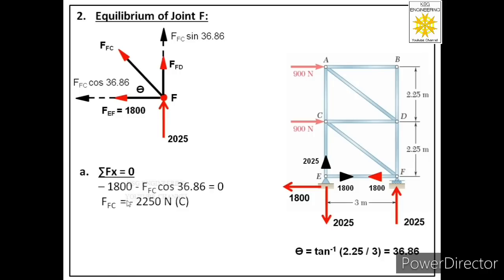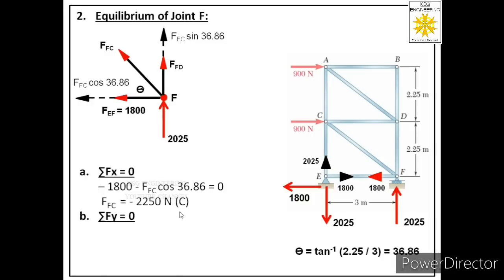The negative sign over here tells us that FFC is not a tensile force, because at the start we assumed its nature as tensile, away from the joint, but we got a negative sign. So it means it is not a tensile force, it is a compressive force and it is acting towards joint F. So next to its magnitude we have written letter C, that tells us that it is a compressive force.